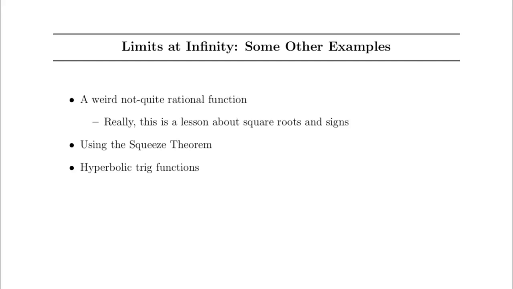So what we're going to do is keep this line of thinking going, but we're going to look at a weird example that's not quite a rational function. It's really close. And the little subnote here is that this is really a lesson about square roots and signs of those things. So keep that in the back of your mind, and when you see something happen, you can say, oh yeah, I discovered this, and then I'll show you what's going on.